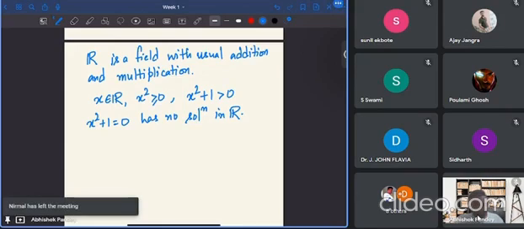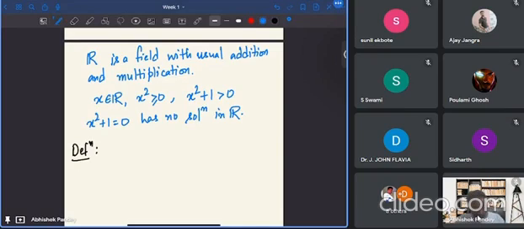So we want to overcome this drawback. The field of complex numbers will be addressing this problem. So let us look at the definition.